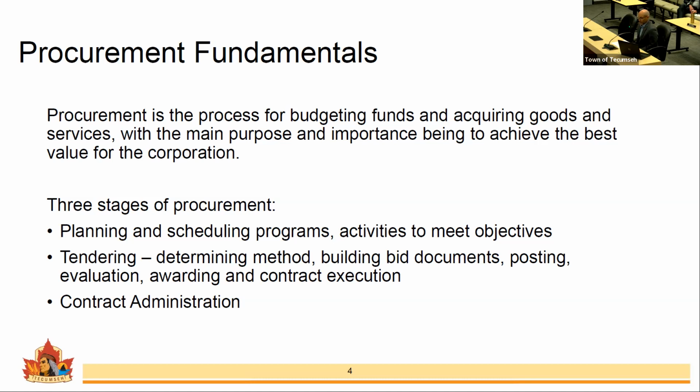So it's a lengthy process, and one where time and effort invested upfront can pay dividends towards the end of the process. There's a great amount of effort and coordination on the part of departments, along with purchasing staff and our clerk's department.